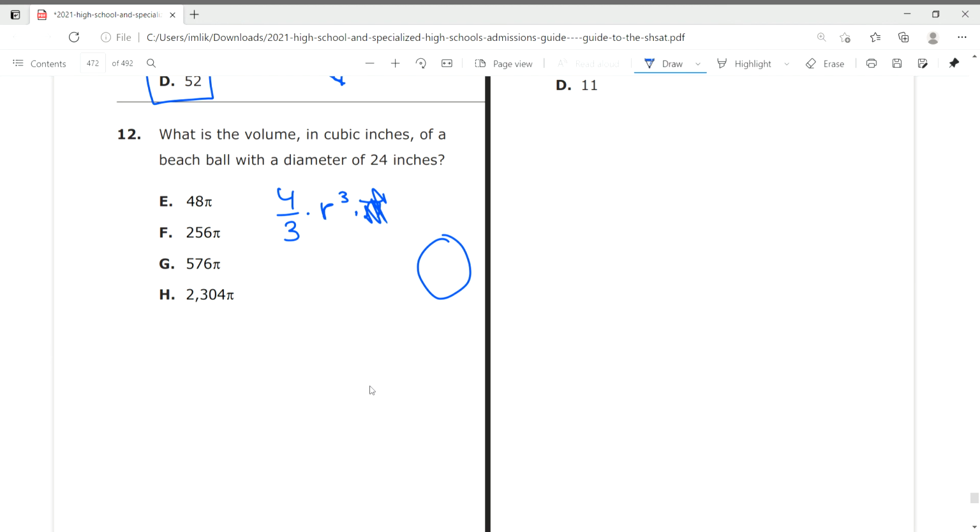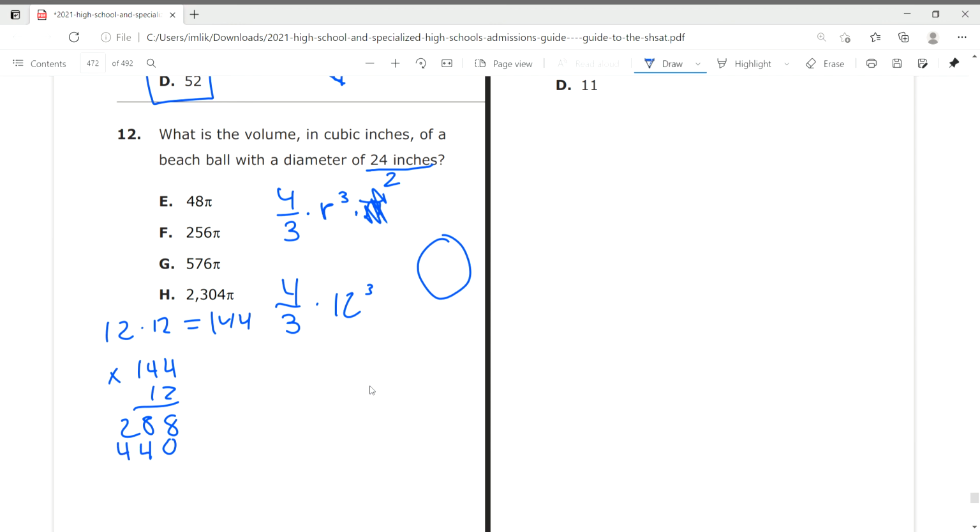If our diameter is 24 inches, our radius is going to be this divided by 2, so we have 4 over 3 times 12 cubed. 12 times 12 is 144. 144 times 12, that is going to be 8. That's 8. That is 2. 0. That's going to be 1 times 4 is 4. 1 times 4 is 4. 1 times 1 is 1. Add this. That's going to be 8. 8 plus 4 is going to be 12, so 2 carry over the 1. This is going to be 6. 6 plus 1 is 7. We have 1728.